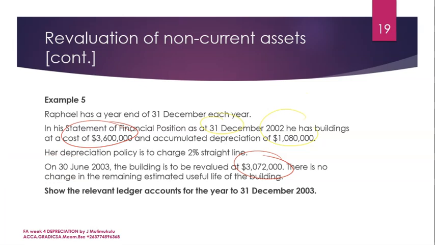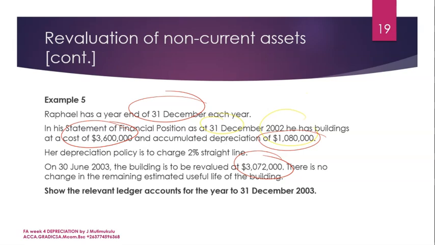The revaluation took place on 30 June, which means that the revaluation took place 6 months into the year, that is in 2003. But we are told that our year end is 31st December. As at 31st December 2002, the accumulated depreciation had been 1.08 million. Now, the revaluation took place 6 months into the year, so we need to compute the 6 months depreciation before the revaluation and then the 6 months depreciation after the revaluation.